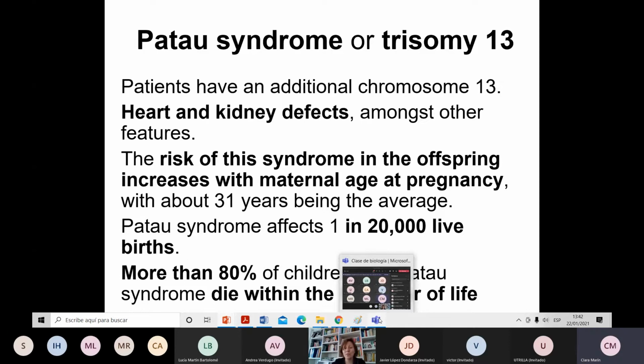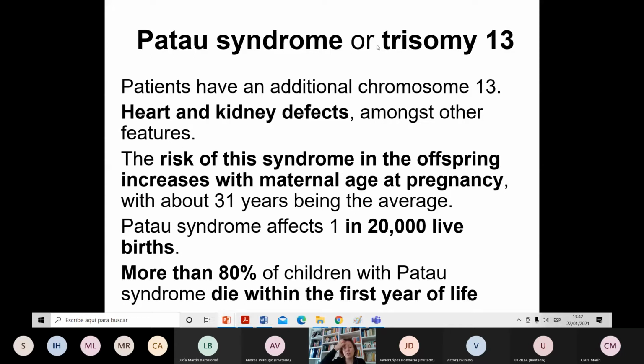Anyway, they are in order. So you can take your photocopy and write down the names on your photocopy, because it's what I want you to recognize. The pictures. Okay, so the first one is Klinefelter syndrome. Second one, trisomy in chromosome number 13, is Patau syndrome.